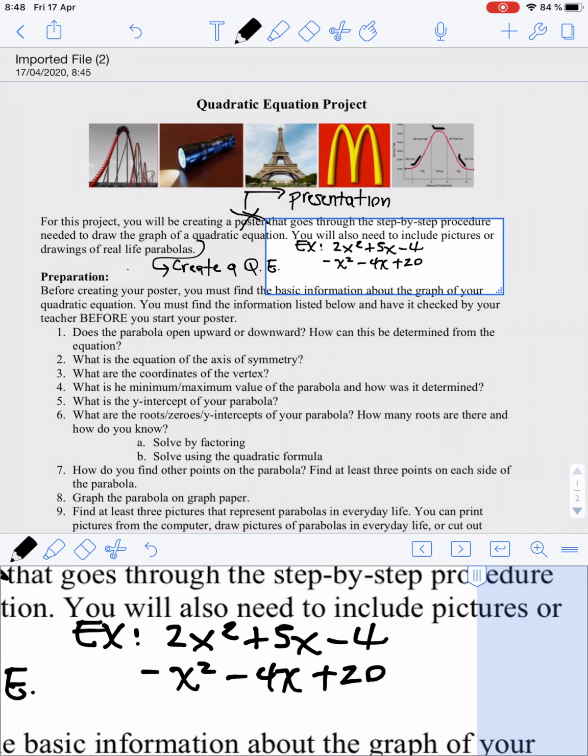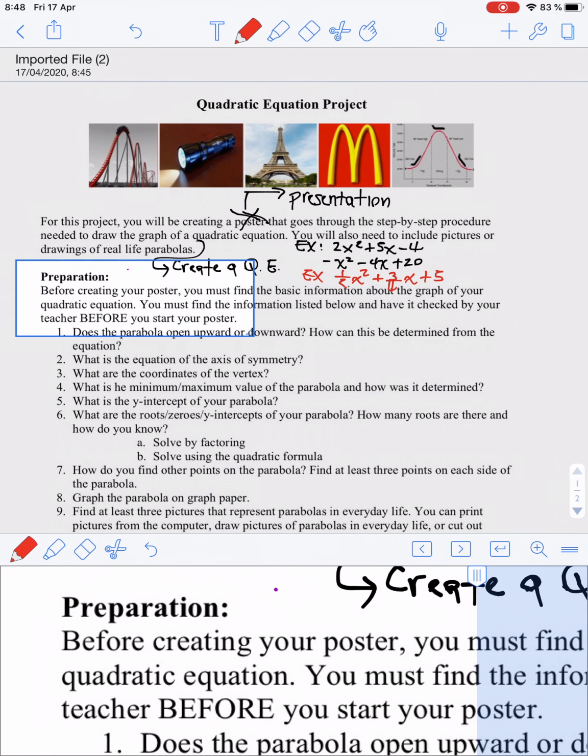But independent of that, the quadratic equation you're going to create needs to be unique for all the projects. That means I need to find 25 or 24 different quadratic equations. If, for example, I'm going to give you an extra, you include fractions in your quadratic equation, it's going to be better to get a better understanding and a better performance in this project.